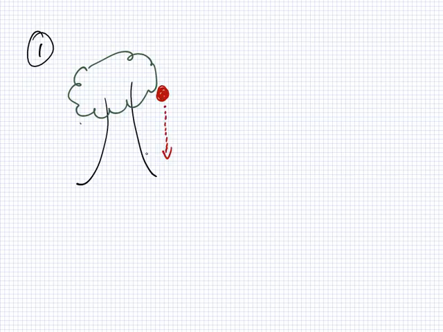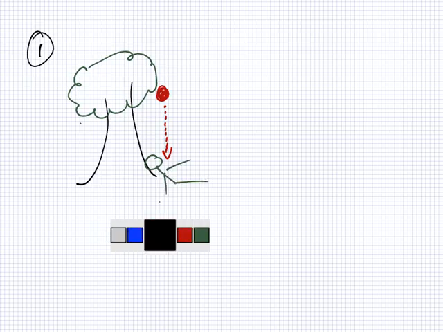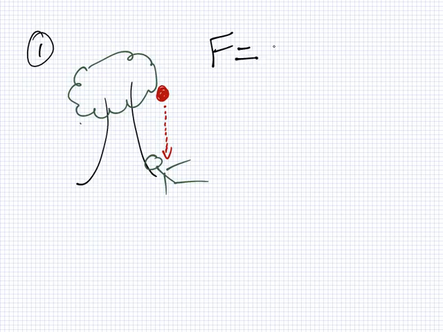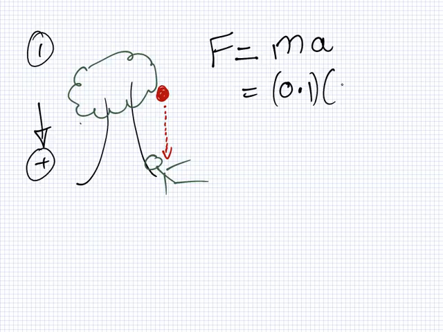This is what I did. F equals MA. What's the M? 0.1. We'll take down as positive. 0.1 and the A is 10. Actually, we know it's not really 10. What is it? 9.8. So this would equal 1 Newton.